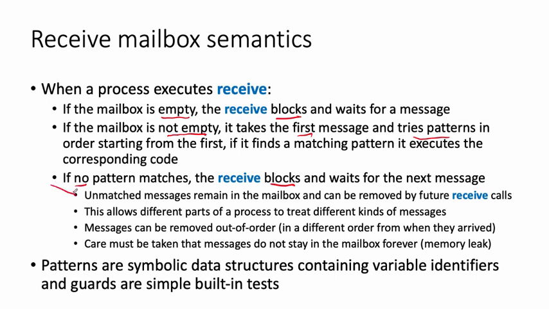Messages that do not match remain in the mailbox, and they can be removed by future receive calls. This is very interesting because you can have two different pieces of a process, both of them call receive, and one of them handles a certain kind of messages and the other handles another kind. So messages can be removed out of order, in a different order from when they arrived. So you have to be careful with this.